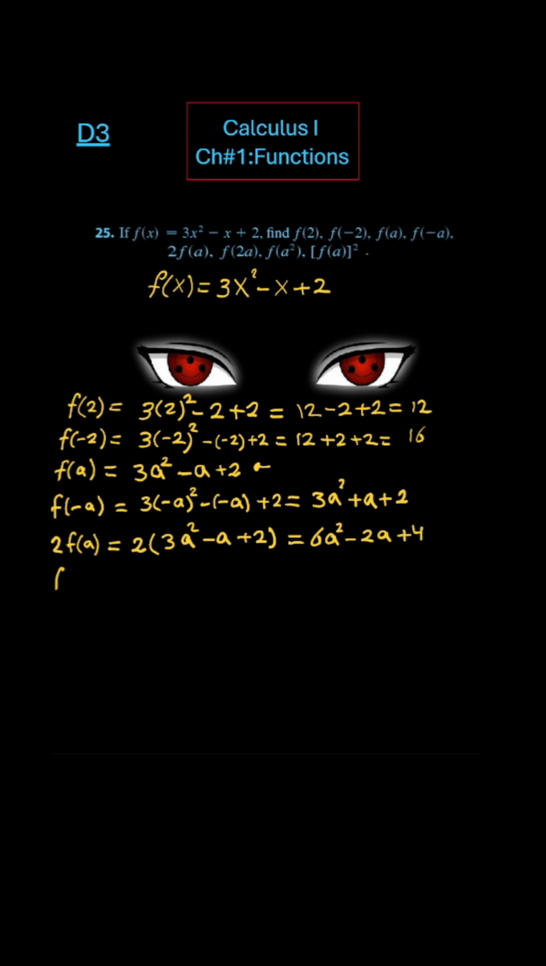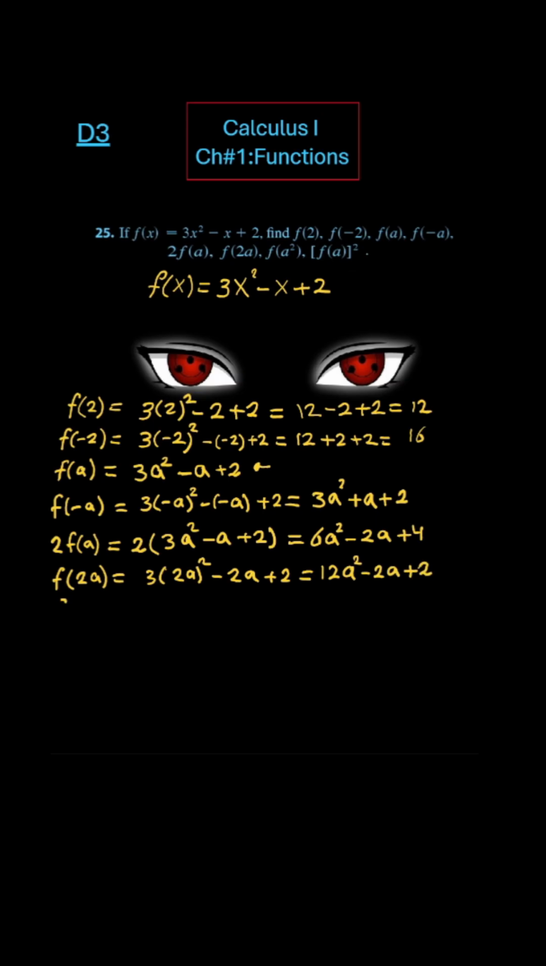Next, we find the function of 2a. We replace x with 2a everywhere in the function. 2a squared becomes 4a squared. We multiply 3 by 4a squared. Then we subtract 2a and add 2. The result is 12a squared minus 2a plus 2.